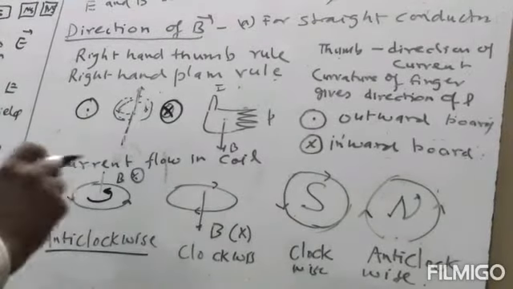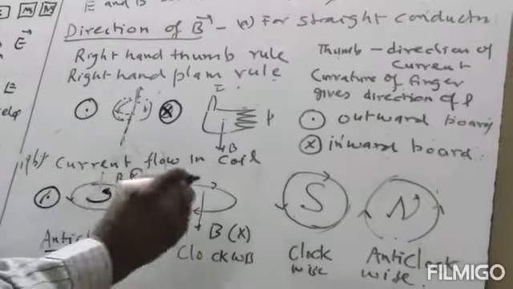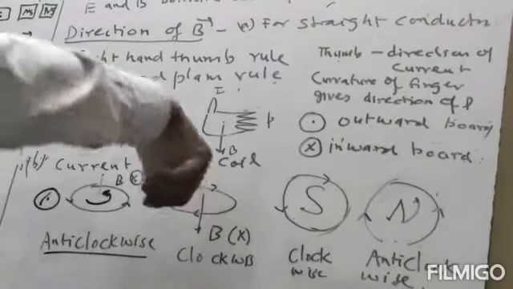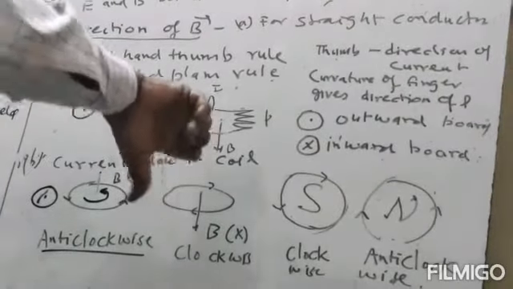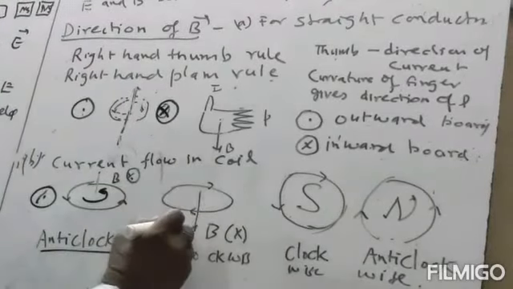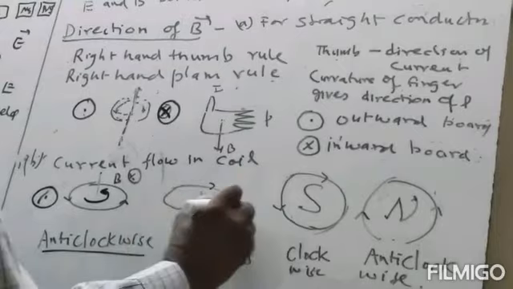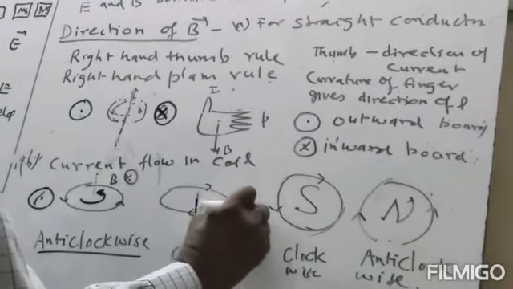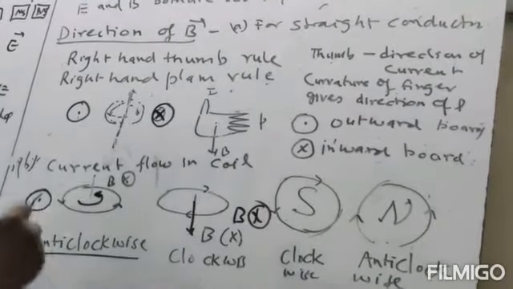Now if the current is flowing in the clockwise direction, what will be there? The direction of the magnetic field will be downward. So we can say B will be in the cross direction.